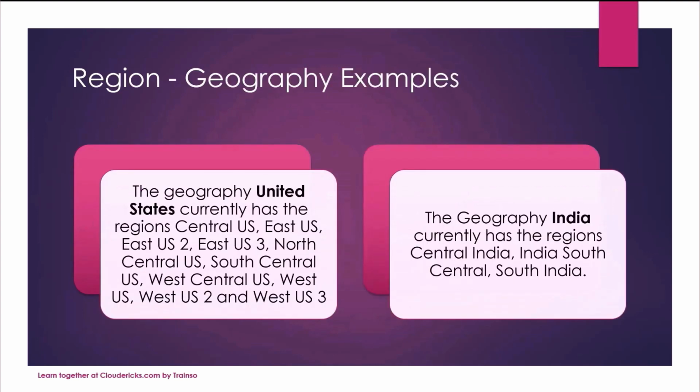These are some examples of regions. The geography United States currently has the regions Central US, East US, East US 2, East US 3, North Central US, South Central US, West Central US, West US, West US 2, and West US 3. The geography India currently has the regions Central India, India South Central, South India.